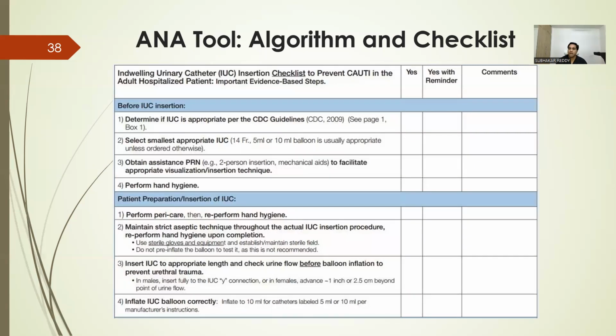Some key points: always use the smallest appropriate indwelling urinary catheter, and seek assistance when required, like the two-person insertion method. Do not pre-inflate the balloon to test it prior to insertion; it is not recommended. And when do you inflate the balloon? After you have inserted up to the Y junction in males, and in females once you get the urine flow, you push the catheter 1 inch or 2.5 centimeters further and then inflate the balloon. How much should the balloon be inflated? Around 10 ml.